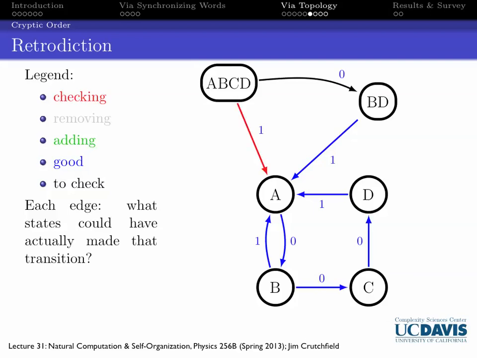Continuing on, A, B, C, D to B, or to A on a 1, I had to actually come from B or D, which we already have. That's this edge right here. So we remove.